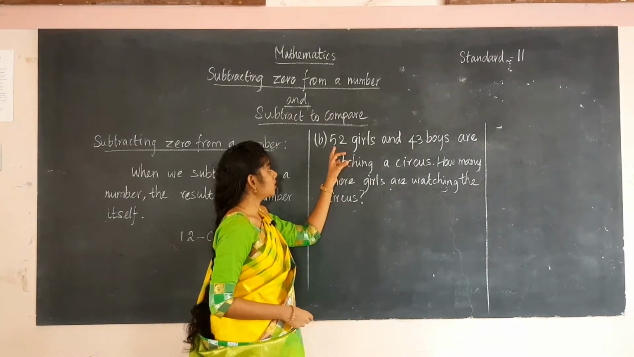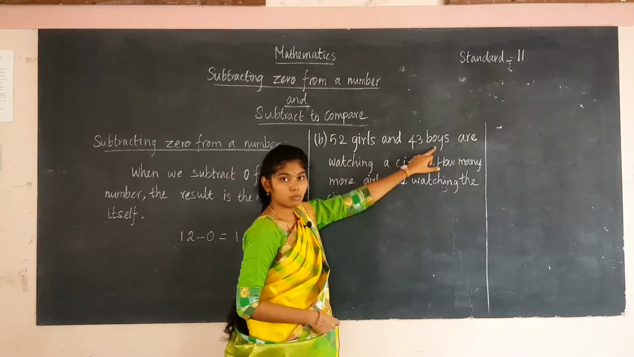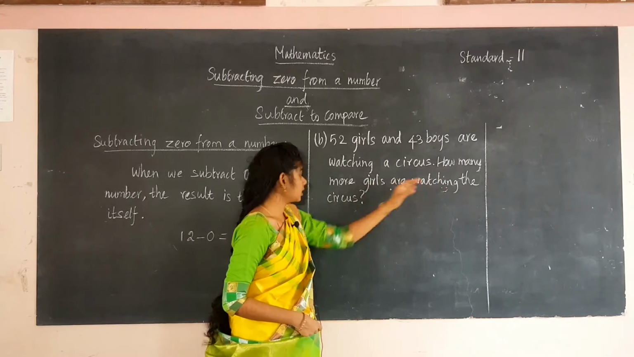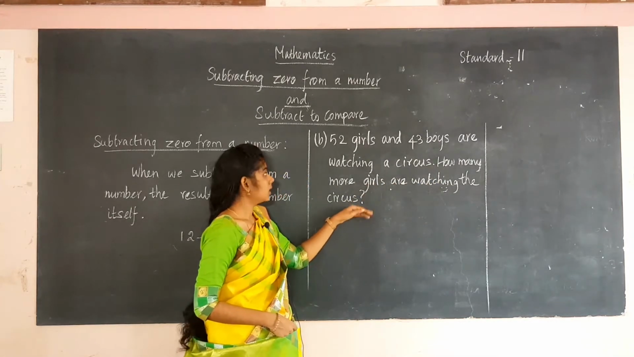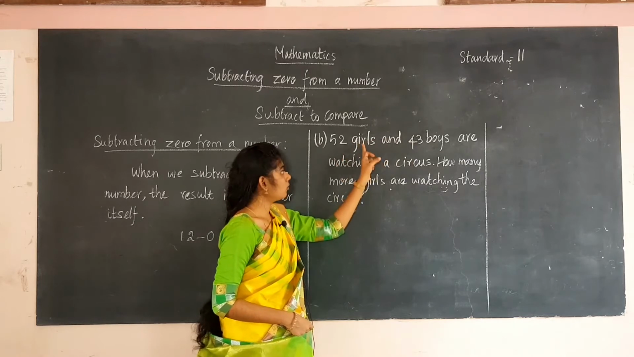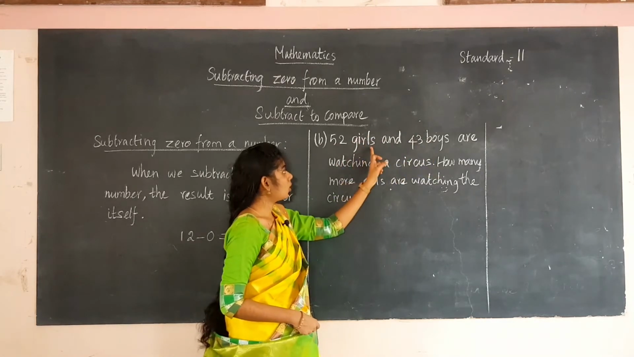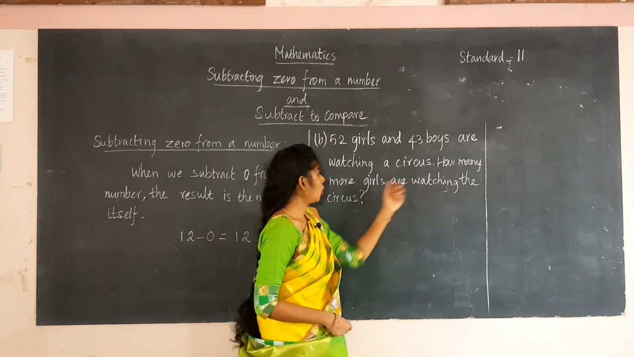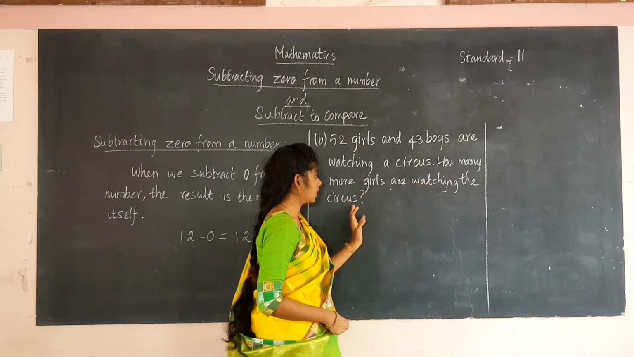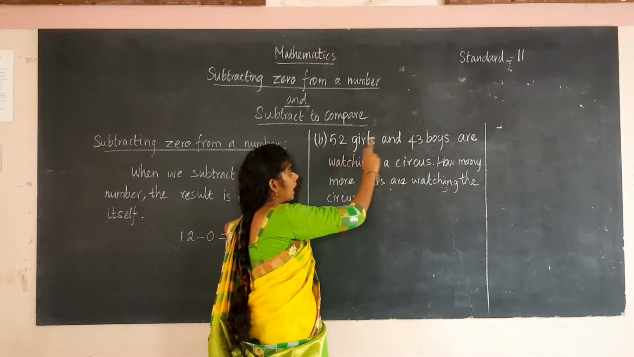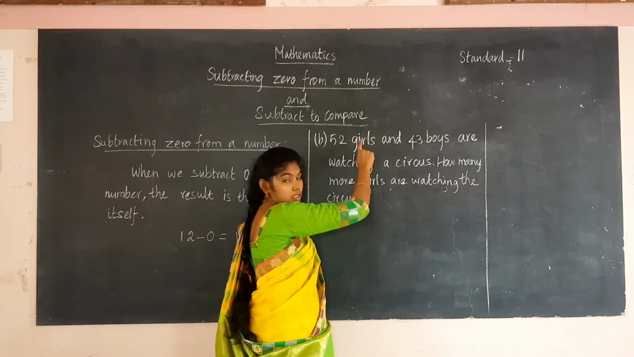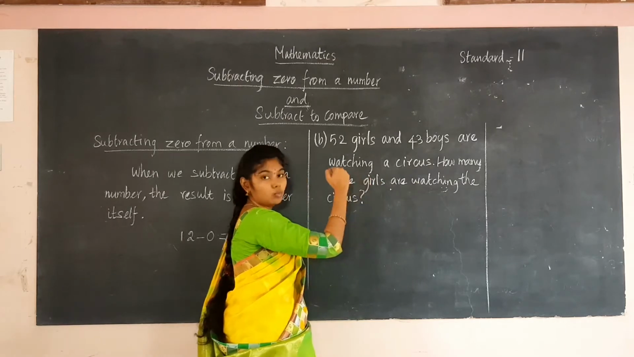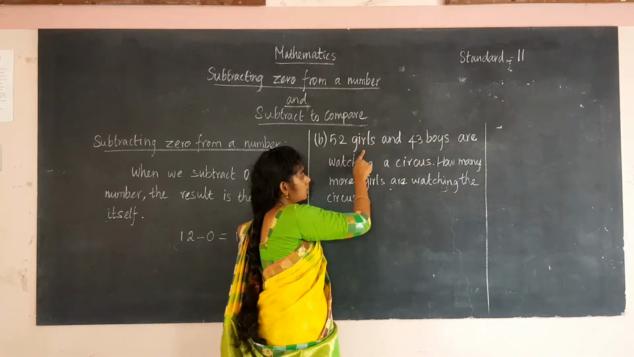So the next problem is: 52 girls and 43 boys are watching a circus. How many more girls are watching this circus? So what is given in the question? They have given two numbers, one for girls and one for boys. 52 girls and 43 boys are watching the circus. What is the question given here? How many more girls are watching the circus? So they have compared these two numbers, girls and boys. They have asked how many more girls are watching than the boys.